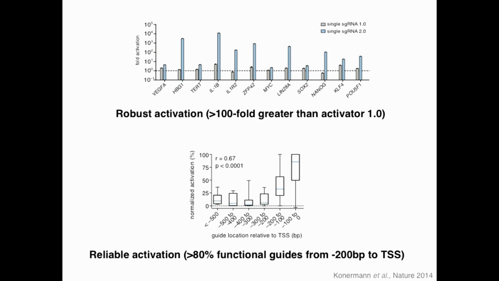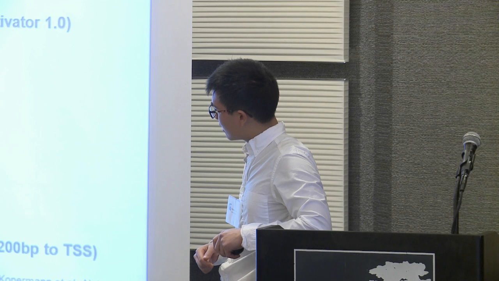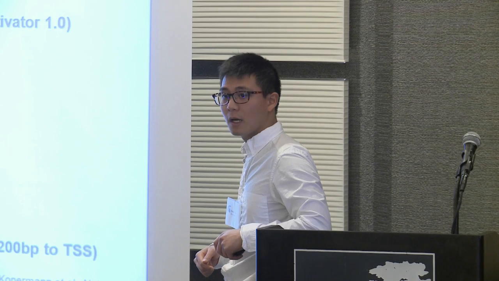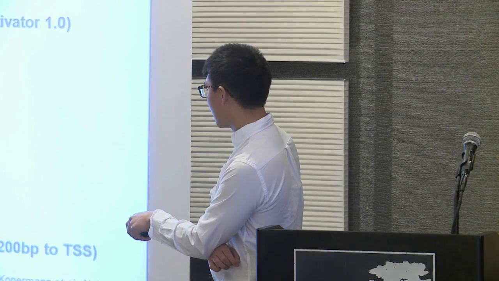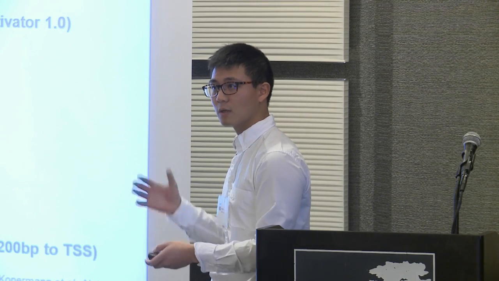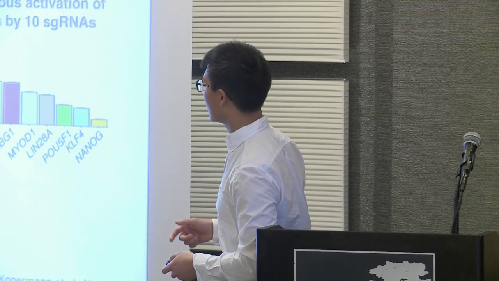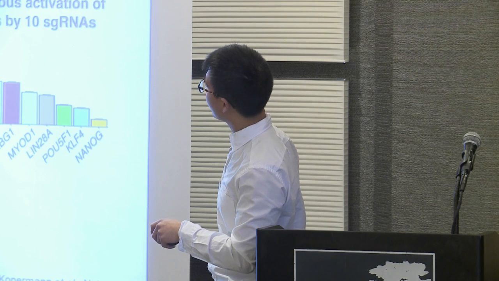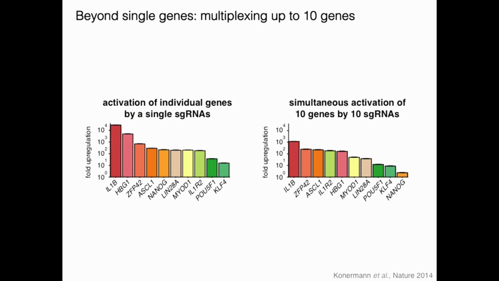And so by tiling guides across different promoters, what you find is that in general, if your guide RNA is within the 200 bases immediately upstream of your transcriptional start site, you could find about 80% of your guides actually be functional. So that was a really important design principle for trying to do a screen. And finally, beyond single genes, you're able to activate individual genes by single guide RNA, but also simultaneously activate 10 genes by 10 guides, all transfected into the same cell.